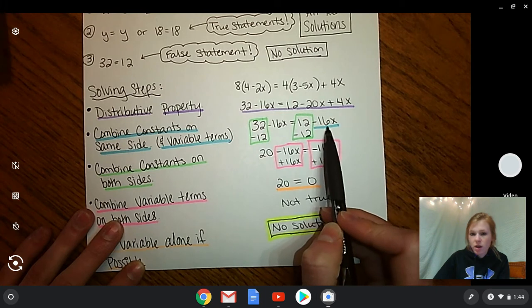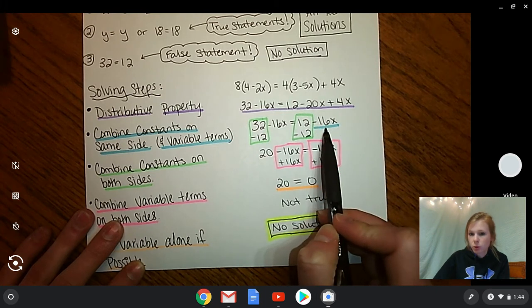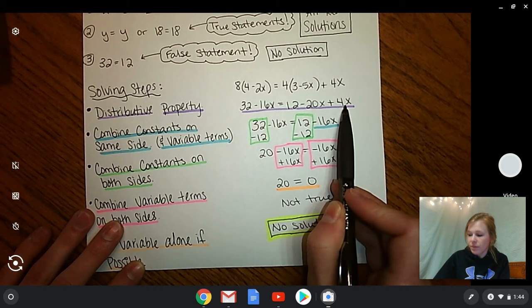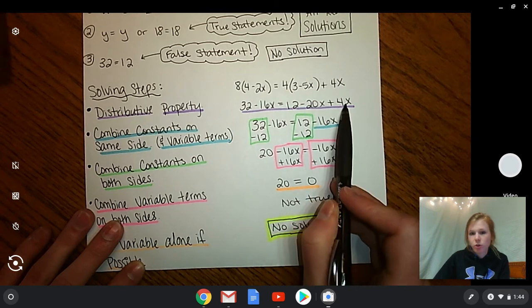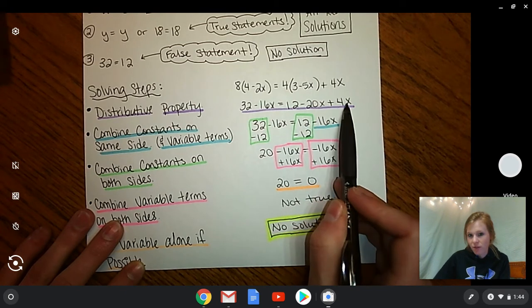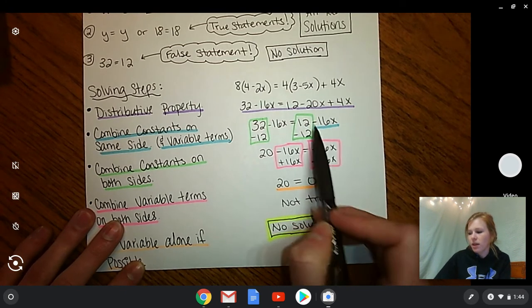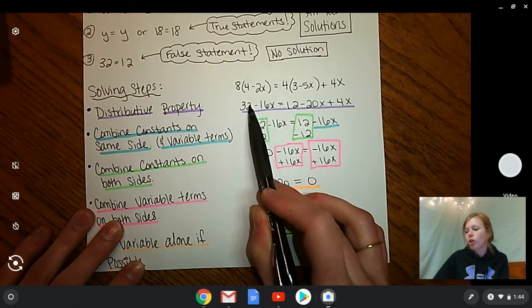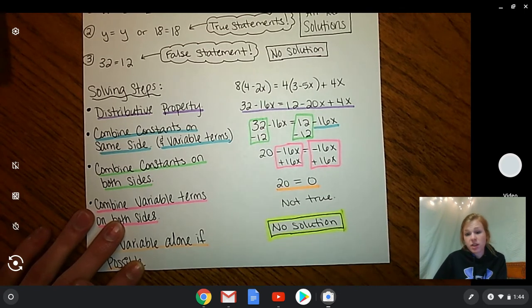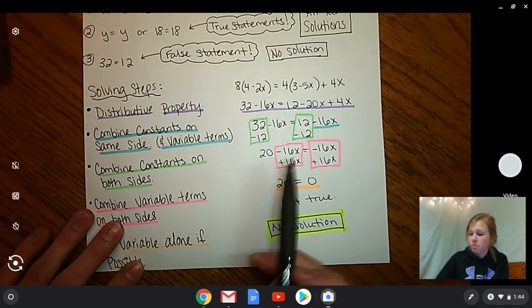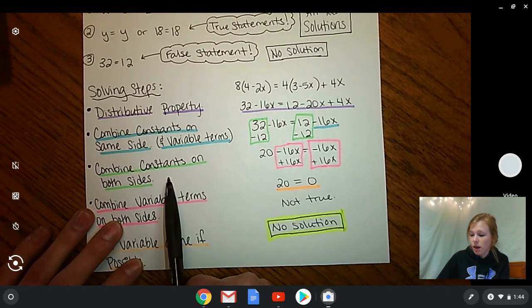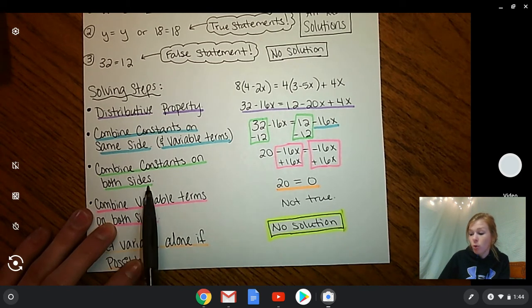So that's why I underlined negative 16x in blue. I was combining what I called variable terms. These are like terms that have a variable. And I combined them to minus 16x. There were no constants on the same side that I could combine. The next step, combine the constants on both sides.